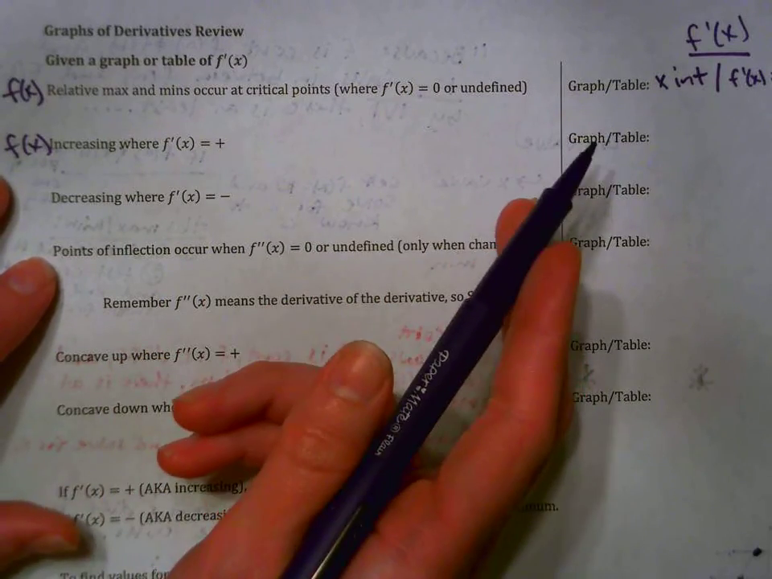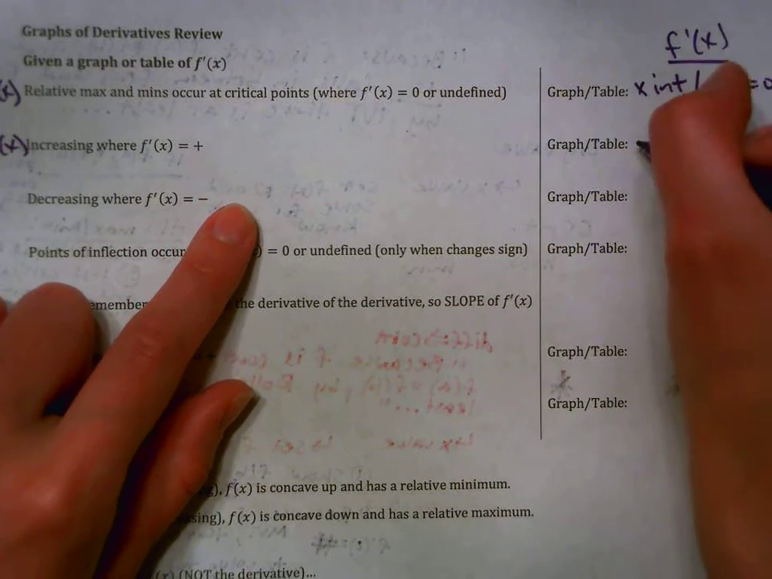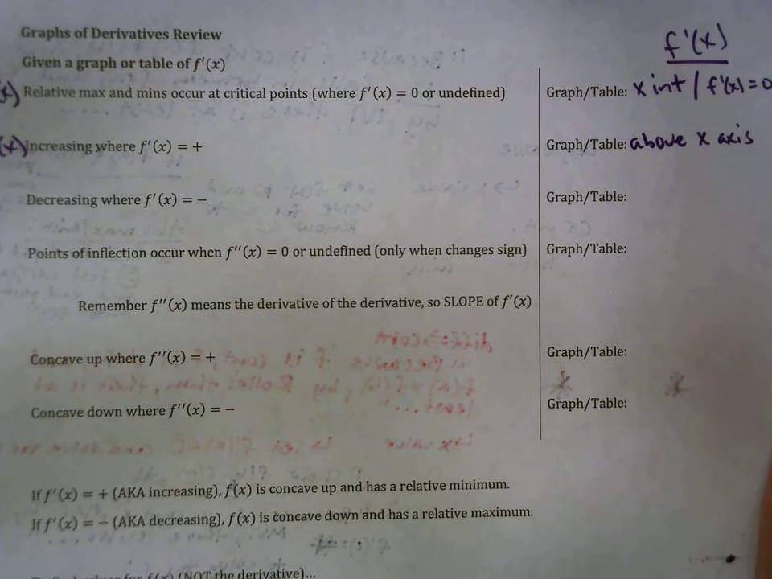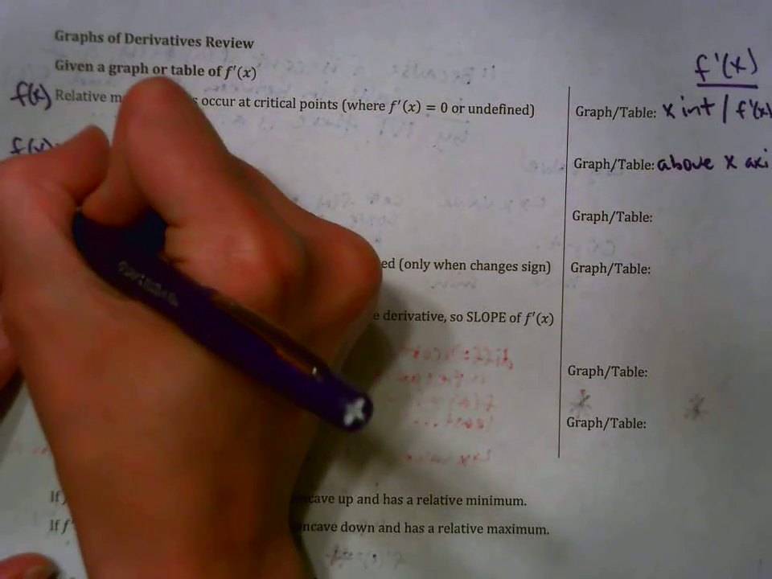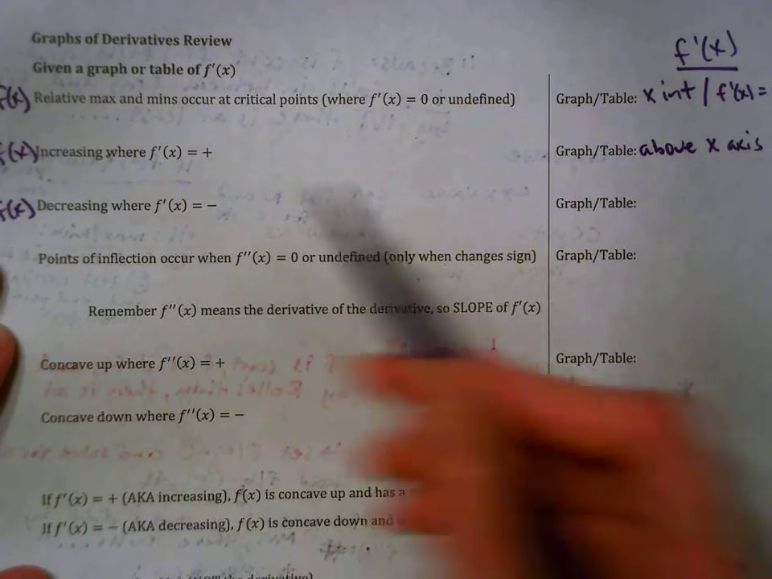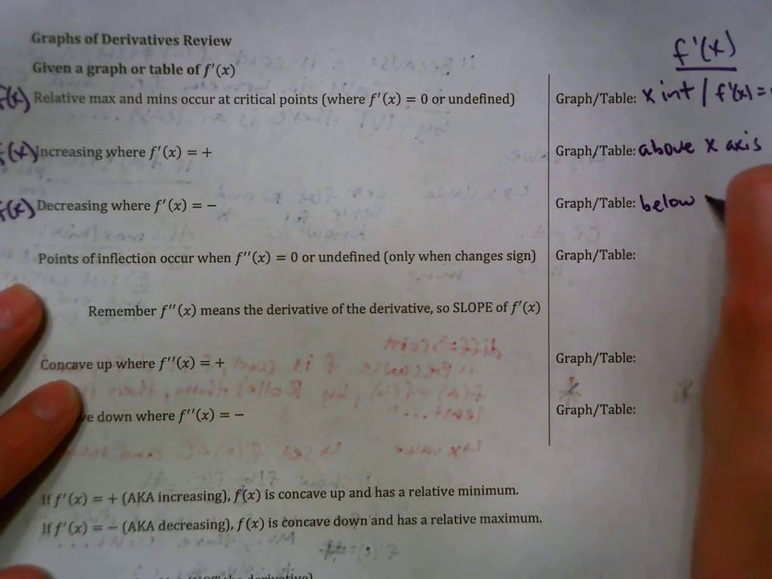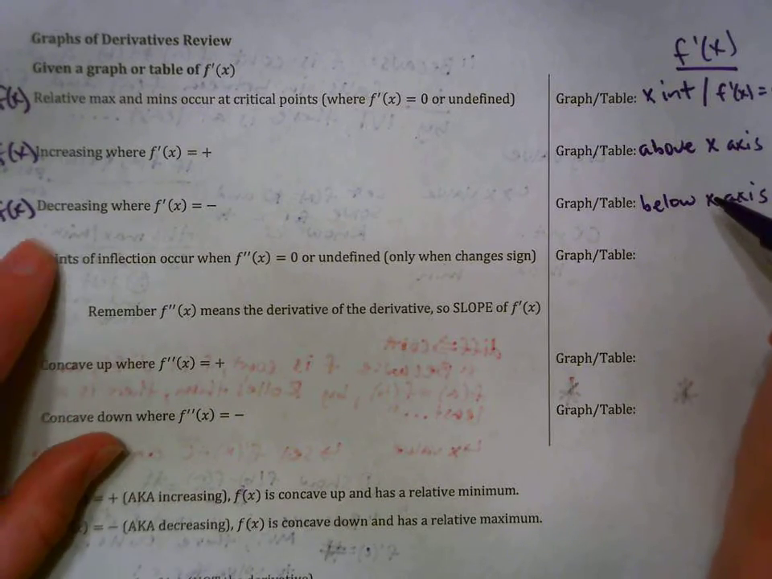So what is that on a graph? When is your function positive? When it's above the x-axis. Or if you were looking at a table, you would just see when is it positive. But don't forget, on a table you don't know what's happening in between. And f of x is going to be decreasing when f prime is negative. So if you're looking at the f prime graph, you're going to look at when it's below the x-axis. So when f prime is below the x-axis, f of x is decreasing.